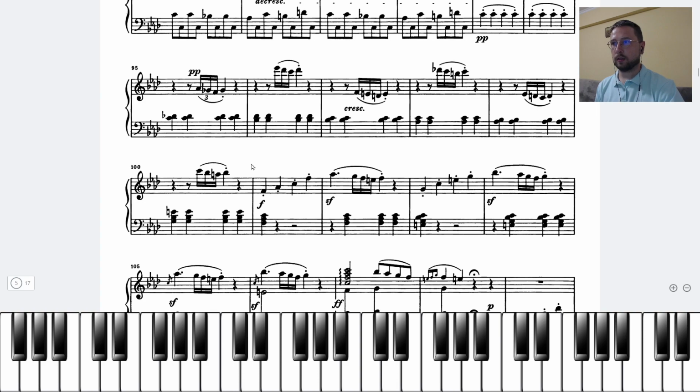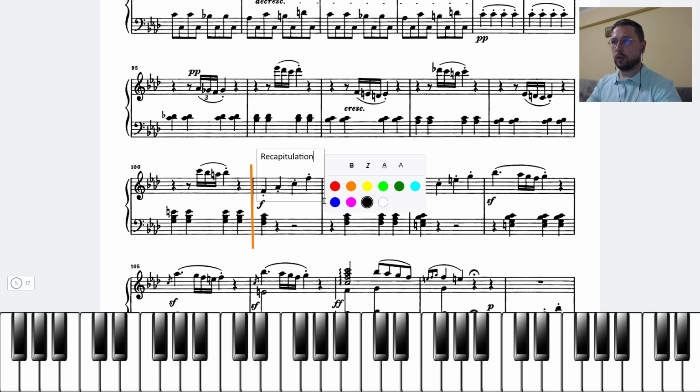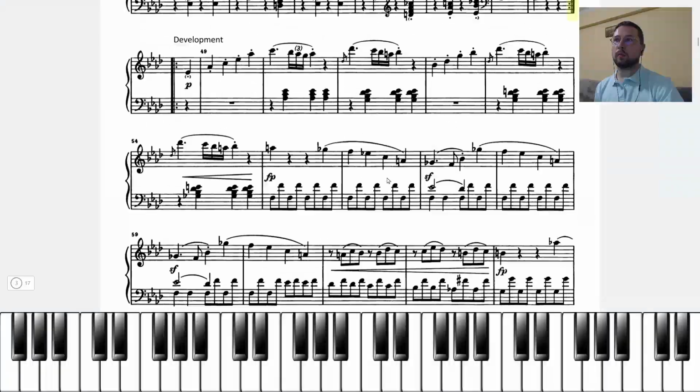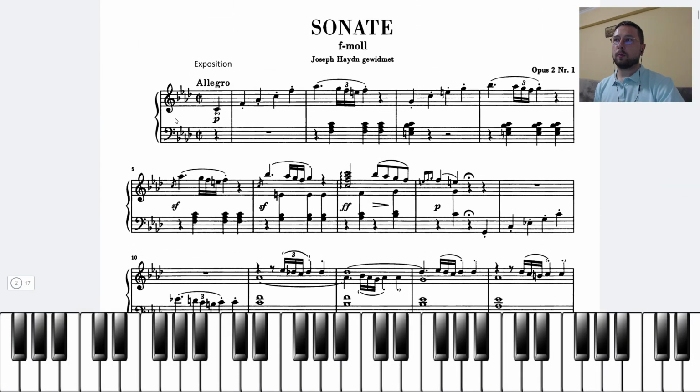And in this case, the recapitulation begins here. So what's the role of a recapitulation? The recapitulation has as its goal to restate and present again the main themes that were developed in the development and were presented for the first time in the exposition.